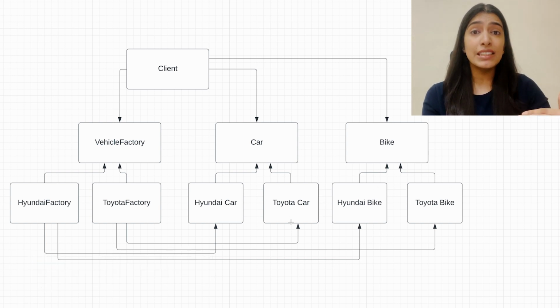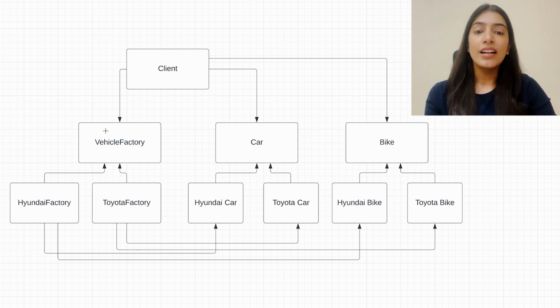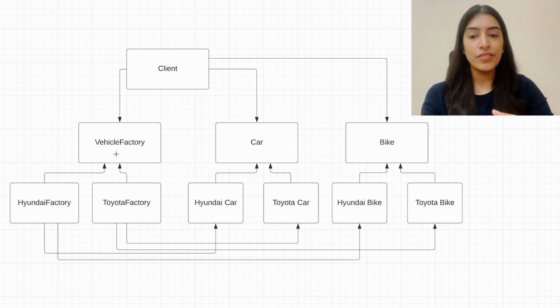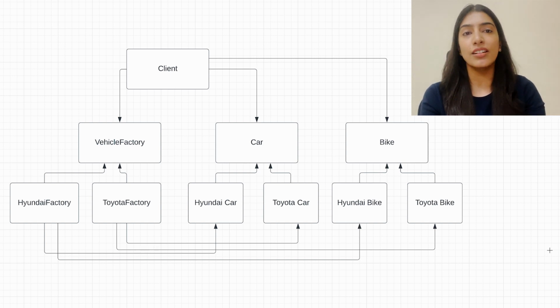So here basically you can see that there's one more level added. In factory design pattern, we were still using vehicle factory to create a car or a bike. But here there's just one more level thing that our client will tell the vehicle factory whether I want Hyundai factory or Toyota factory, and depending on that, car or bike will be created. So there is another layer added over here.